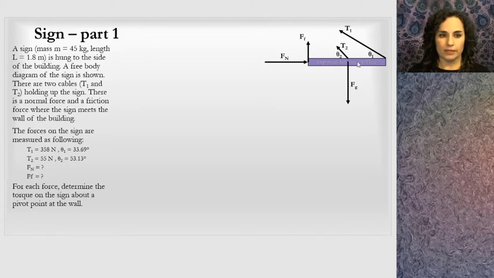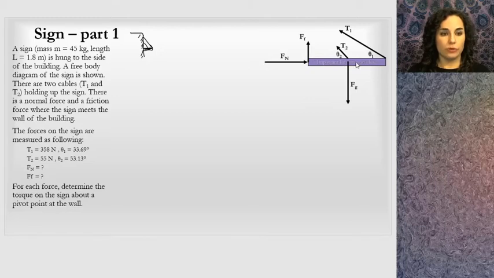So the sign has a mass and it has a length. We need length because of the torque, right? It has a distance in it. The sign is hung to the side of a building. So I was imagining something that looked like this. There were 2 cables attached to the sign. Here's the sign here, and here's the building. It's just hanging out here.